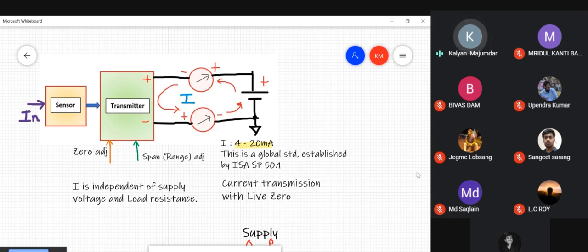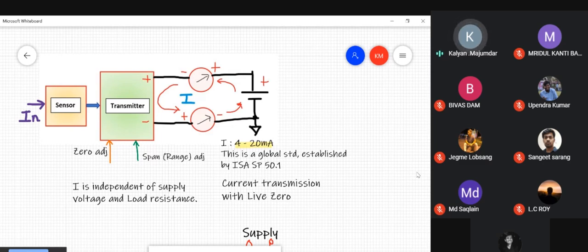Of course, there are reasons why it starts at 4 and does not start at 40, and why it ends at 20 and does not end at 1 ampere. But why 20, why not 21? Why 4, why not 3.5 or 4.5? No reasons for that, except for the fact that that is what was established by ISA and hence has been globally accepted as a universal standard. That is the reason.